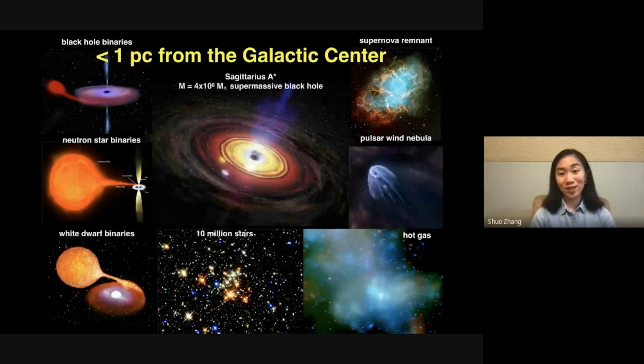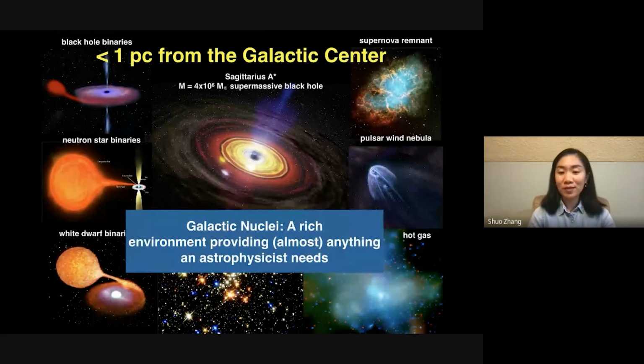And of course, our superstar, right in the middle, our own supermassive black hole called Sagittarius A star, or Sgr A star for short. Its mass is about 4 million times the solar mass. It sounds like a lot of mass. It's huge, right? But in the supermassive black hole family, it's considered small. Okay. So if we summarize in one sentence, I would say the galactic center, or sometimes we call it galactic nuclei, is a very, very interesting laboratory that can provide almost anything an astrophysicist is interested in.